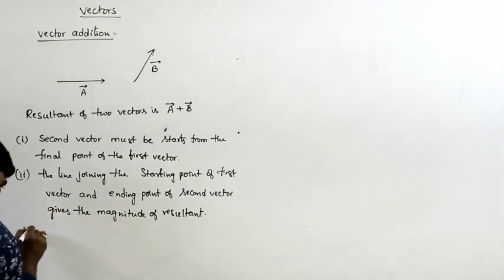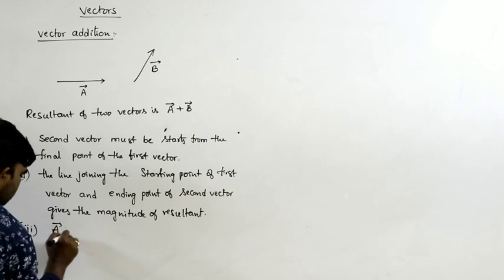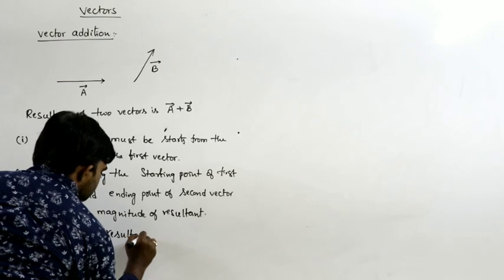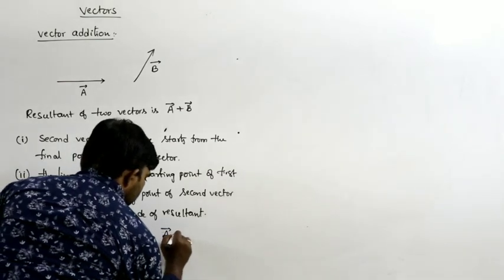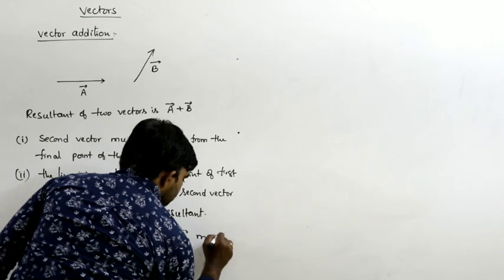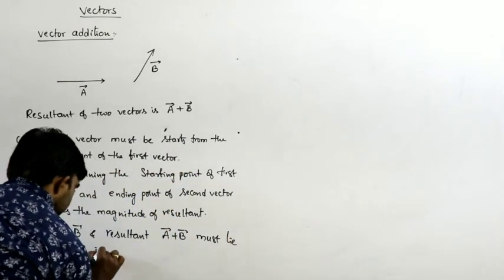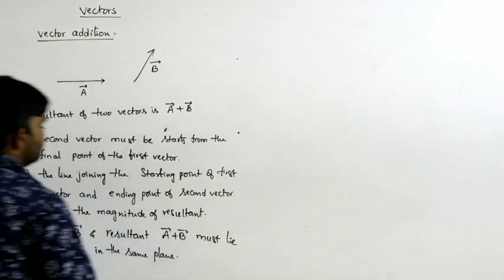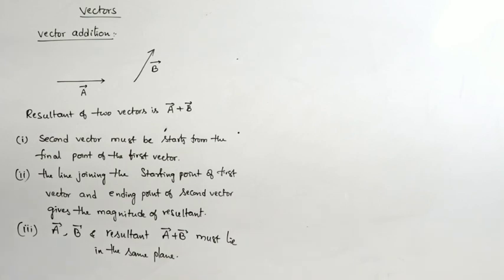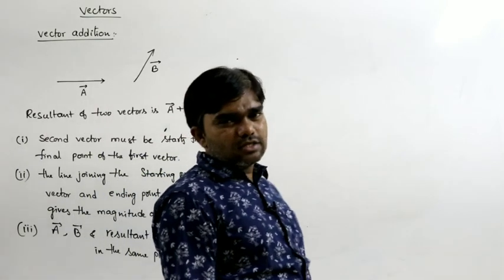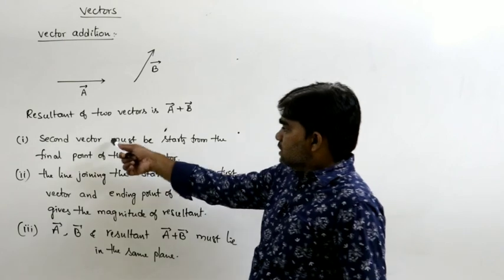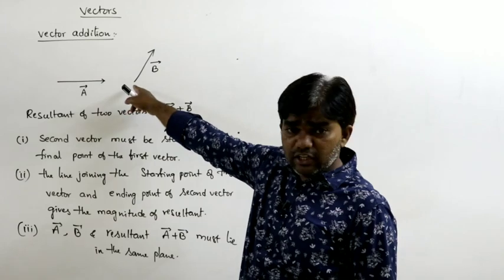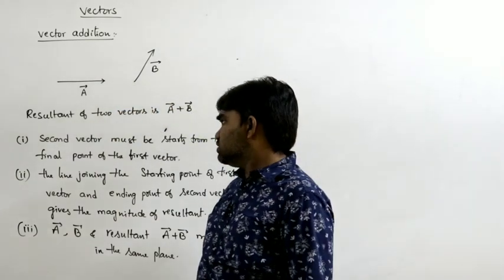And the third point is that A bar, B bar and the resultant A bar plus B bar must lie in the same plane. These are the three points. Vector addition is just the graphical method. To add any two vectors graphically, we must follow these three steps.